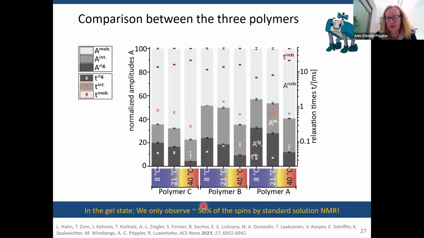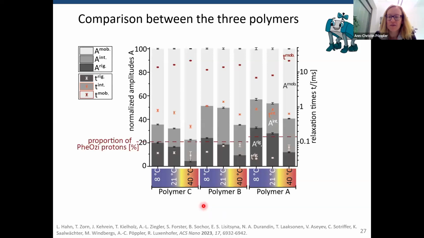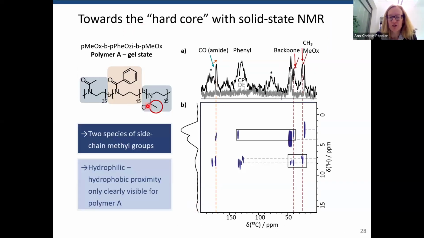And this was a very good point and also a turning point, because this was when we also did solid state NMR experiments, so that we probed all the very mobile and then the very rigid parts. And in solid state NMR, we could indeed find indications for additional proximities between some of the hydrophilic and the hydrophobic groups, which are most clearly visible for the polymer that is also the stiffest or forms the strongest gel.